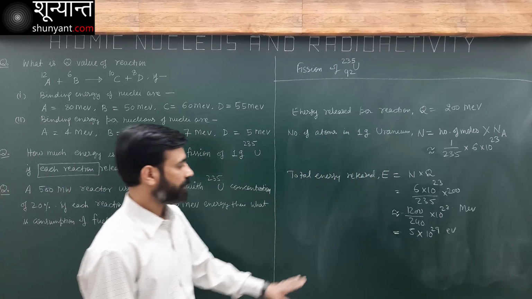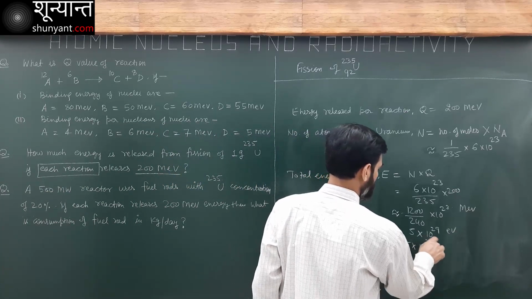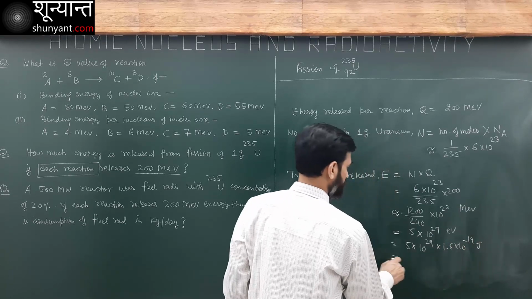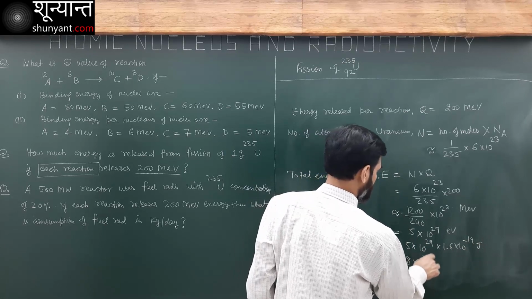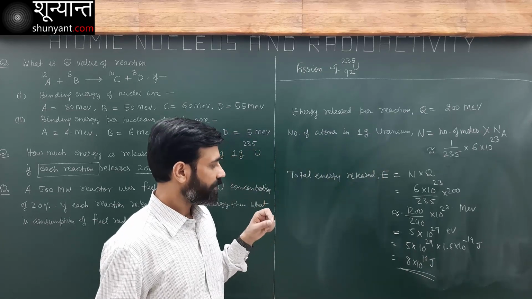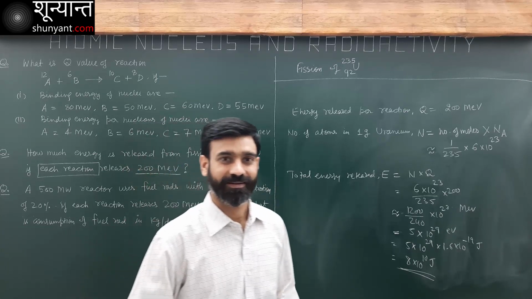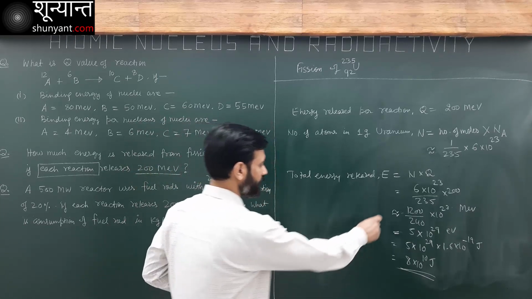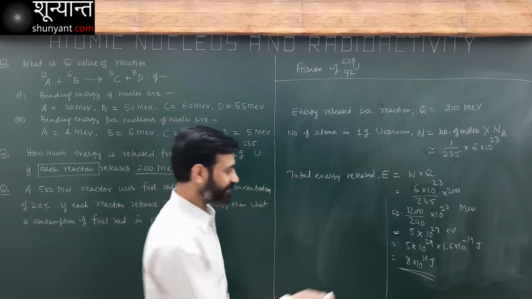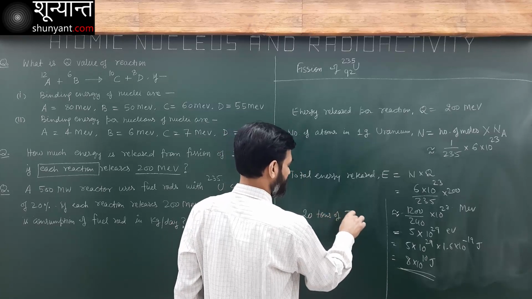Makes sense? Now, we can convert this into joule also. This will be equal to 5 into 10^29 times 1.6 times 10^-19 joule. This becomes 8 times 10^10 joule. This is a huge amount of energy. Do you know this much energy comes from what amount of TNT? This is equivalent to 20 tons of TNT.